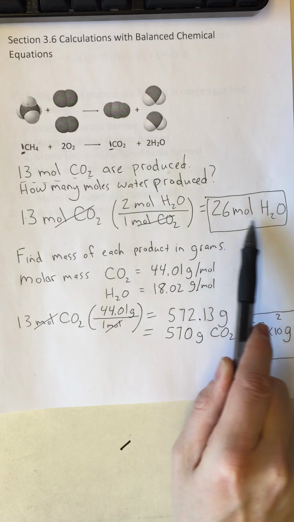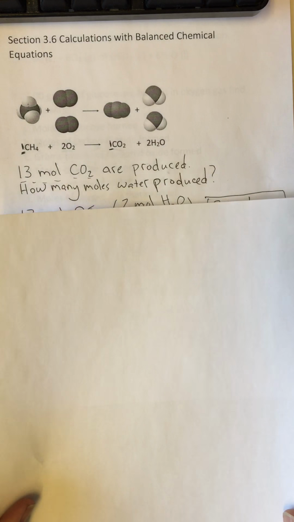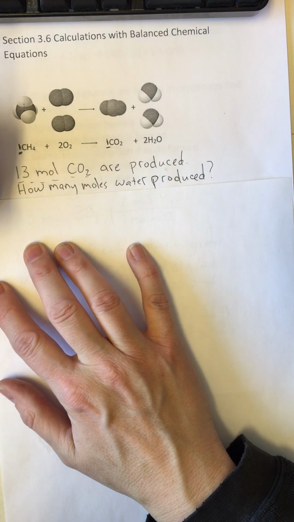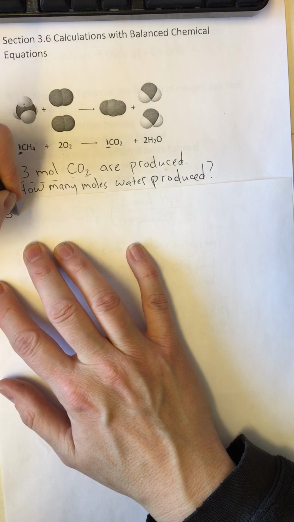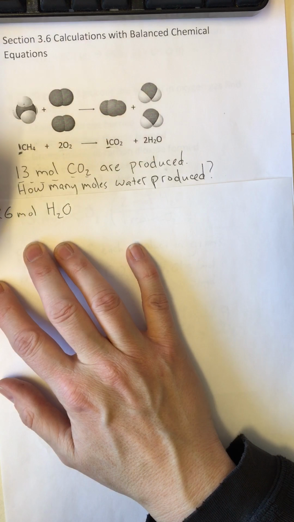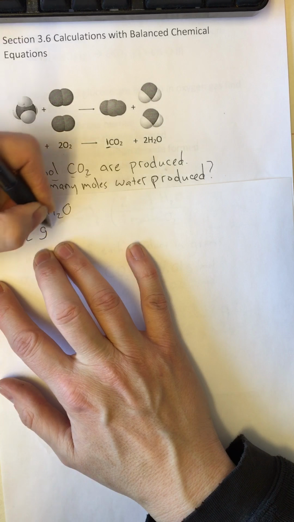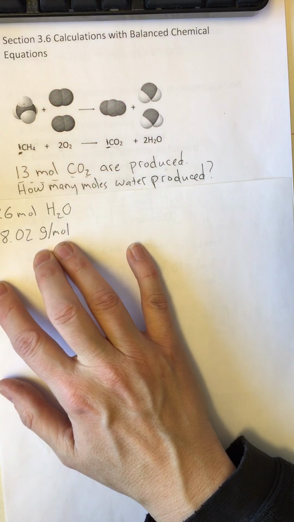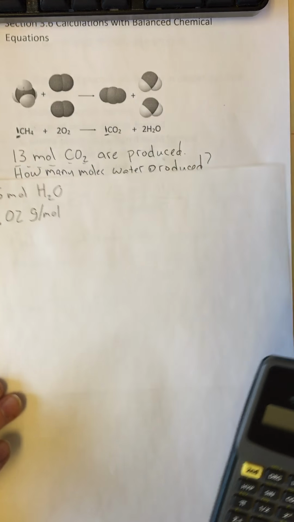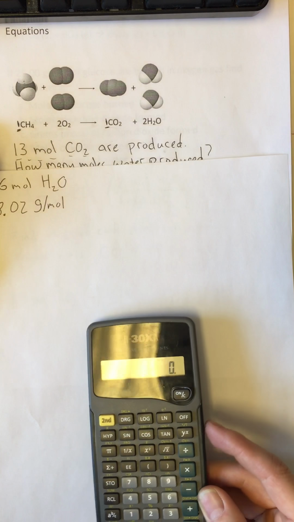We know we have 26 moles of water, so let's figure that out too. So we have 26 moles of water, and the molar mass is 18.02 grams per mole. This is generally something you have to calculate on your own with a periodic table. Sometimes it's given, sometimes it's not.